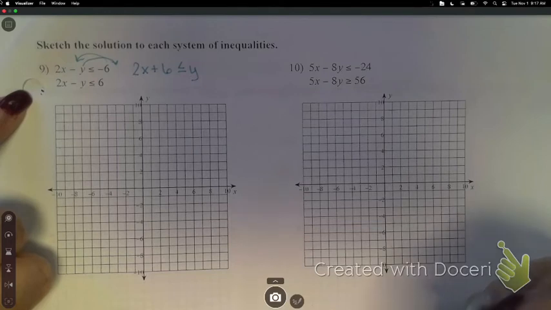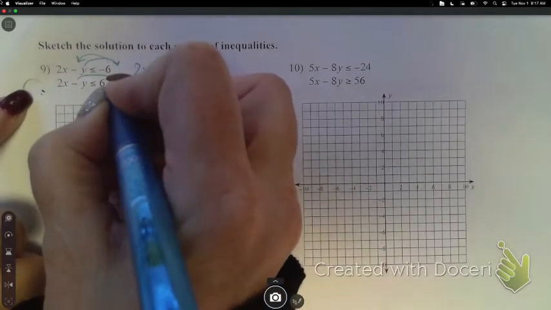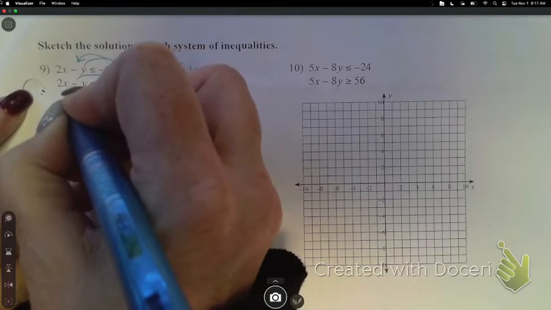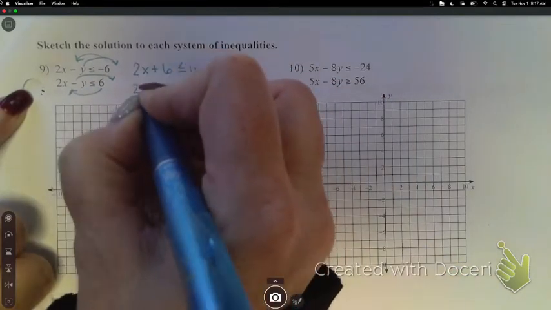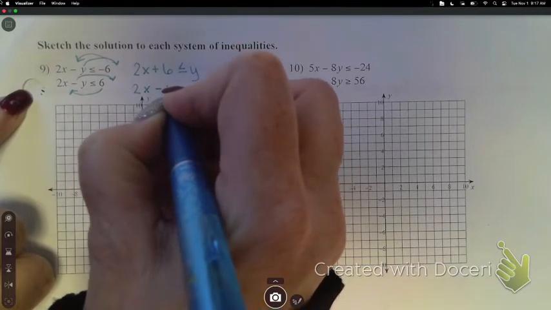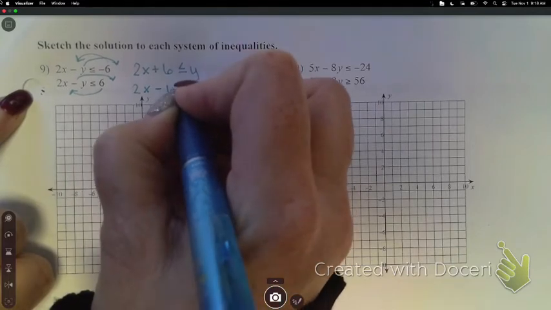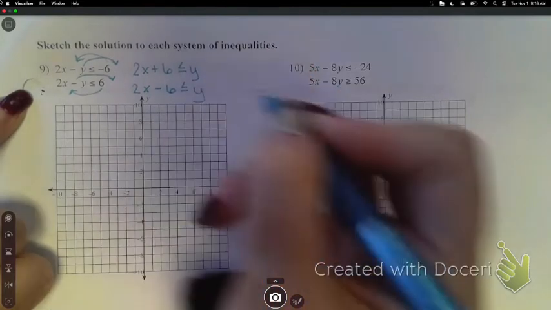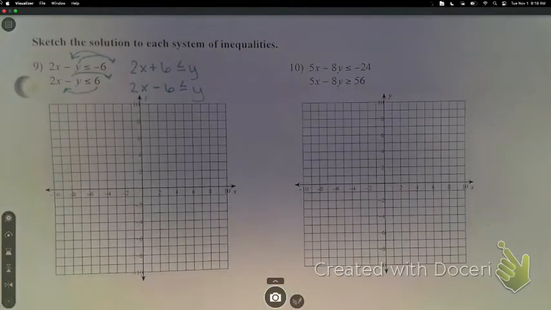Okay, I'm going to add the y and subtract the 6. So I get 2x minus 6 is less than or equal to y. So right now we know the lines are parallel, yes?